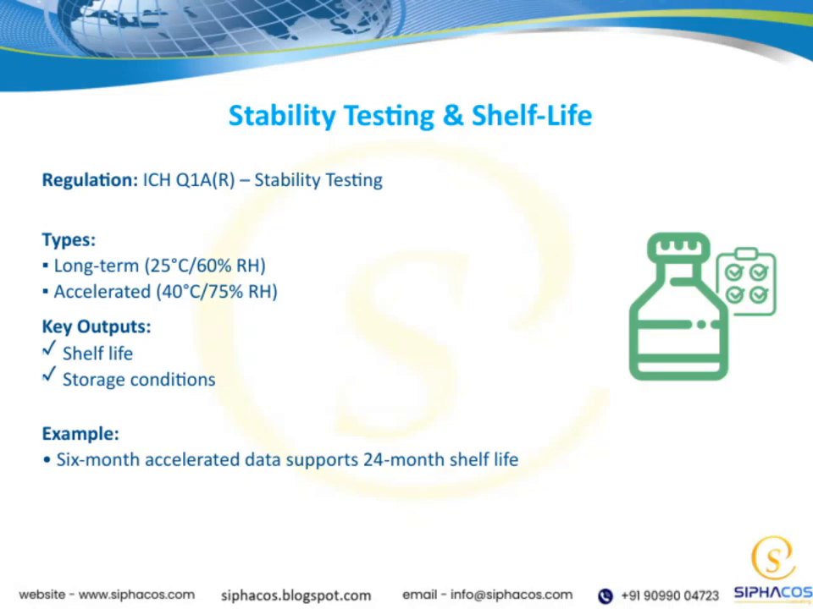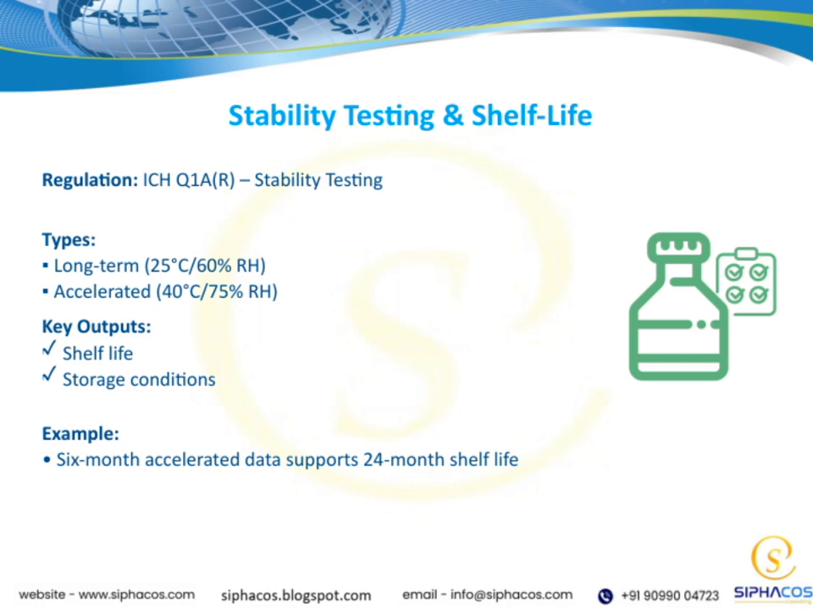Now, let's talk about stability testing and shelf life, which are crucial for ensuring product quality over time. According to the ICH Q1A-R regulation, stability testing involves specific protocols to assess how a product maintains its quality during storage. We typically perform two main types of stability testing: long-term testing, which is usually conducted at 25 degrees Celsius with 60% relative humidity, and accelerated testing, which is done at 40 degrees Celsius with 75% relative humidity.